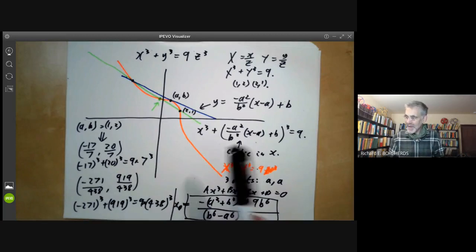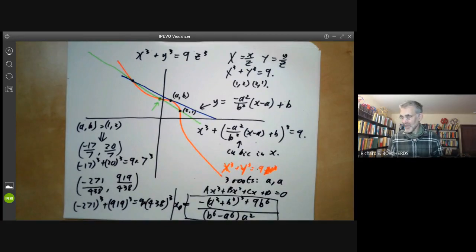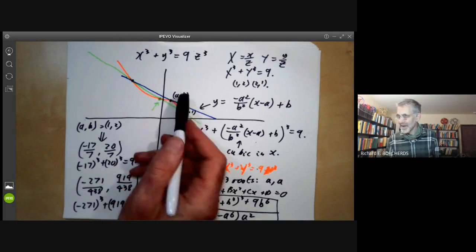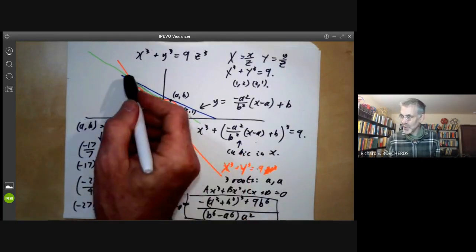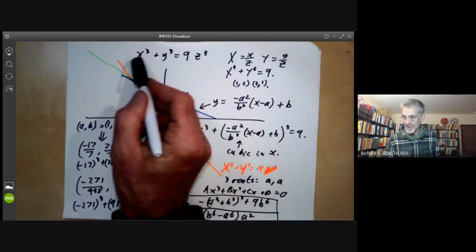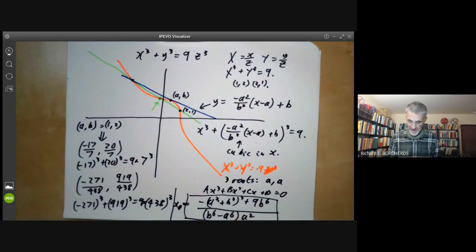And obviously, you can just keep on doing this for as long as your patience holds out. Every time you find a point, you can take the tangent line. Every time you find two points, you can draw a line through them. So you can generate endless numbers of rational solutions to this equation in a fairly systematic way.